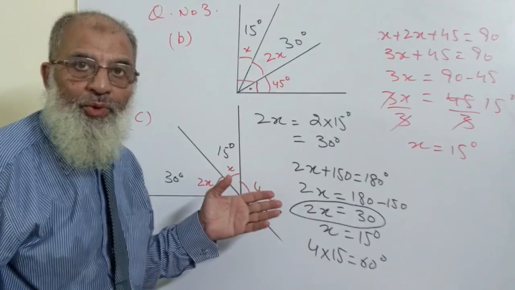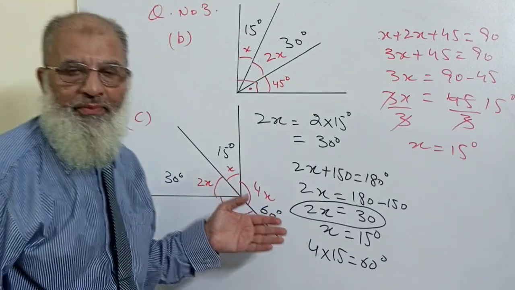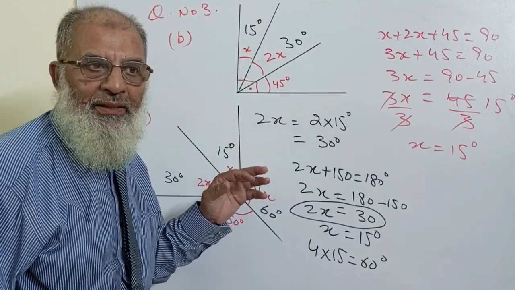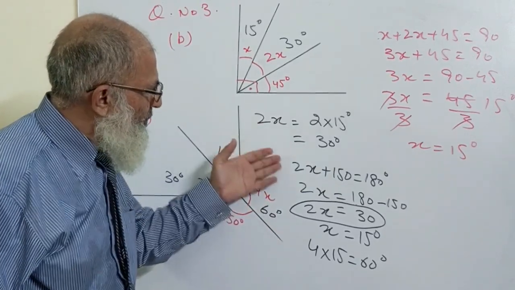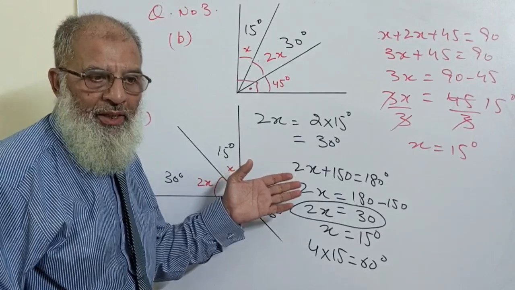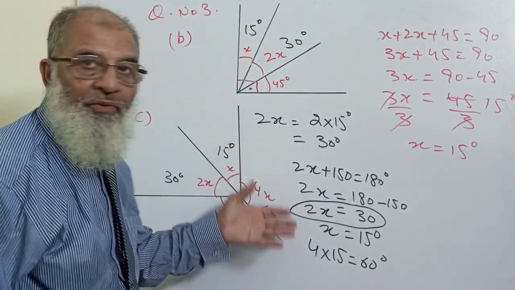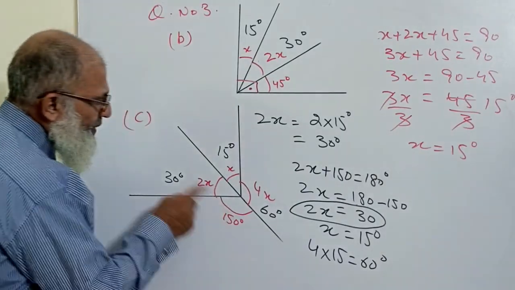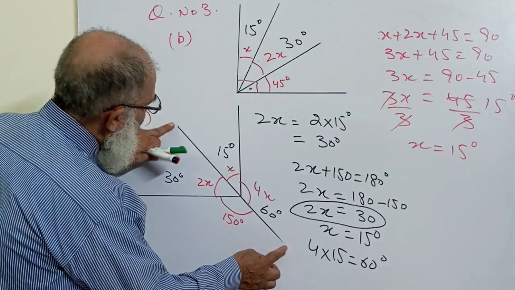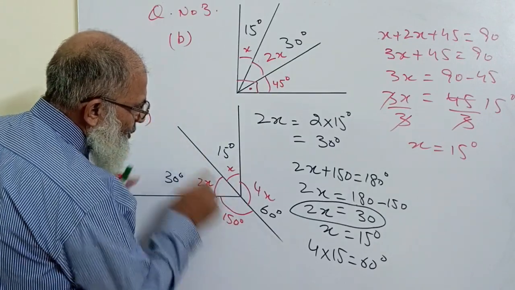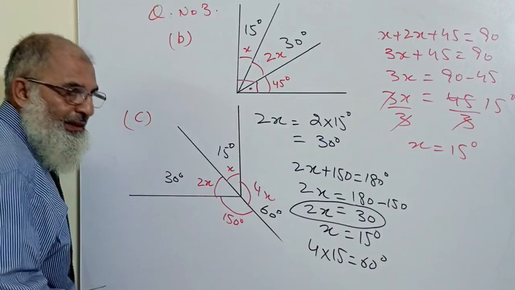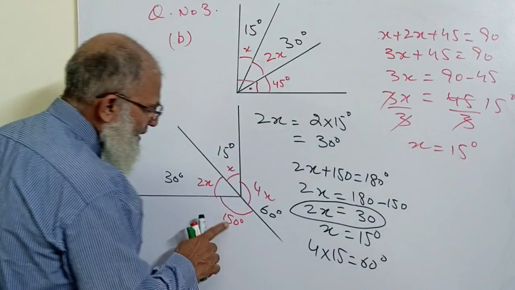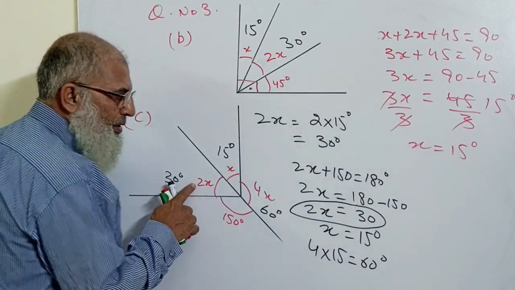Who will point out the mistake in this question? Because it is given like this, I have calculated it the way it is given. You see that this 150 plus 2x form the angle 180. Now this is a straight line, so 150 plus 2x equals 180, which means that 2x is equal to 30 degrees.